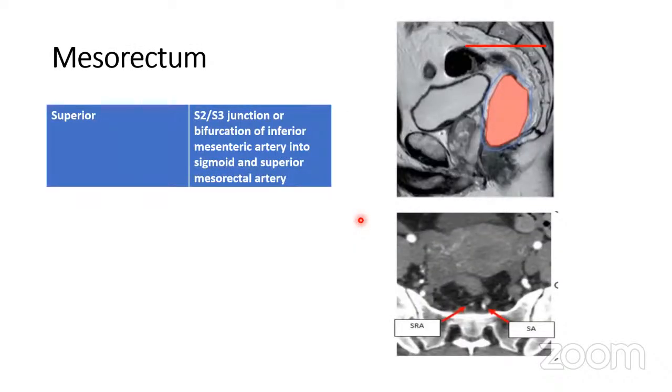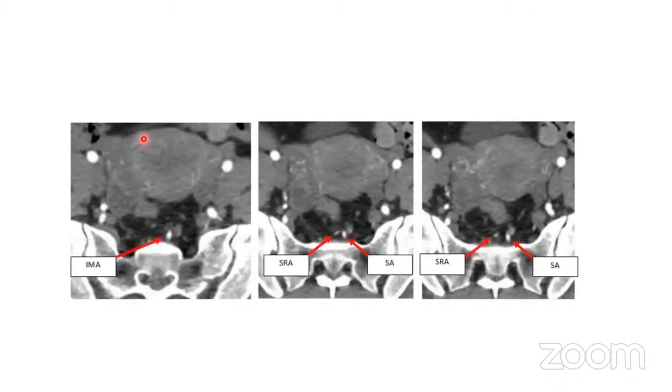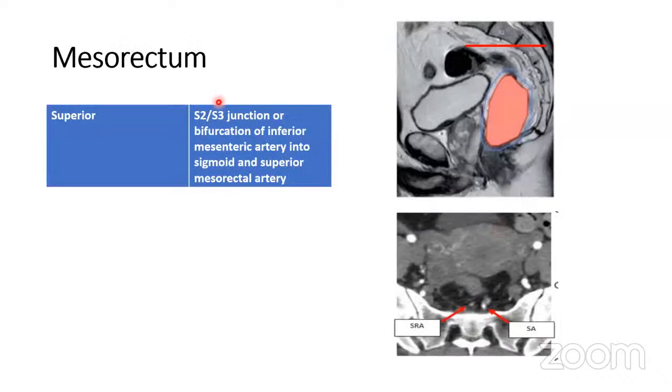Next, coming on to the delineation of the mesorectum, which is very, very important. Superiorly, where does the mesorectum start? If you are able to find the bifurcation of the inferior mesenteric artery into the superior rectal artery and the sigmoid artery, then that marks the upper border of the mesorectum. But in some cases, it would be really difficult to identify these vessels. In such cases, you can go for the S2-S3 junction as the upper border of the mesorectum, which fairly corresponds to the level of division of the inferior mesenteric artery.